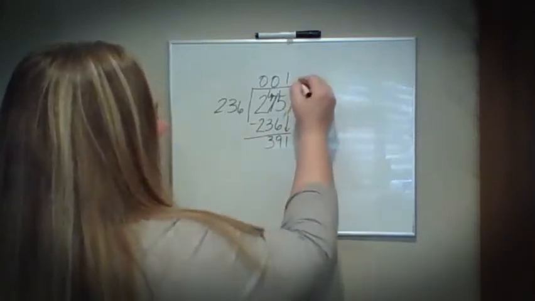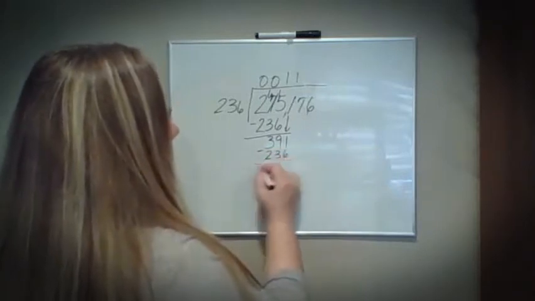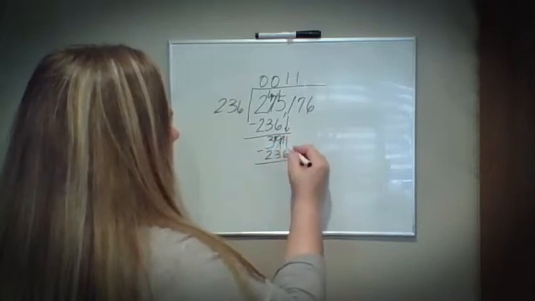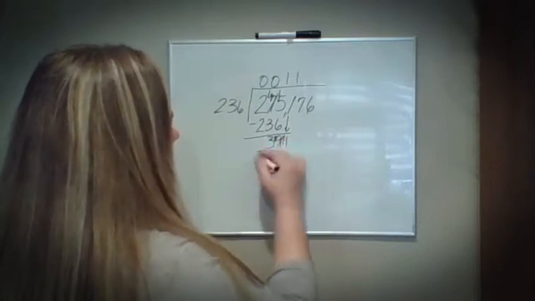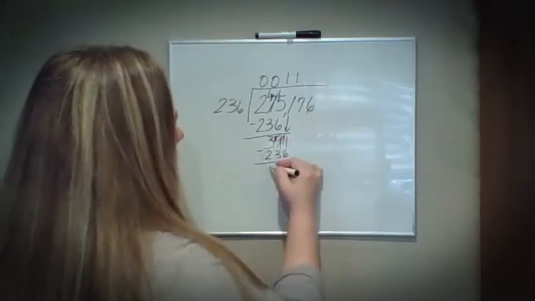236 goes into 91, probably one time. 2 times would be too much. 6 can't come from 1. 11 minus 6 is 5. 8 minus 3 is 5. 3 minus 2 is 1.